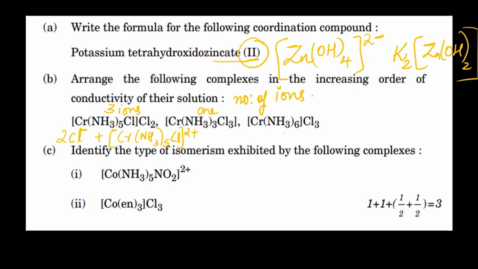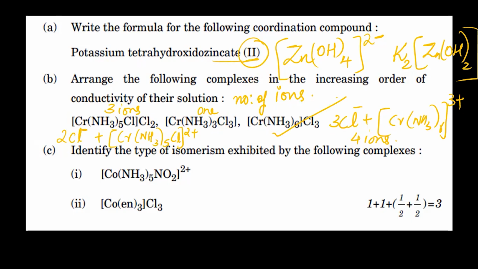And how many ions here? 3 Cl minus ions plus [Cr(NH3)6]3+. So 3 plus 1, that is 4 ions. So what will be the increasing order? First this one, second the one with 3 ions, then the one with 4 ions. That will be the increasing order of their conductivity. The most conductive is this one because it contains 4 ions.